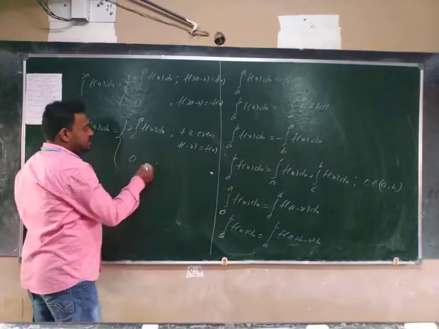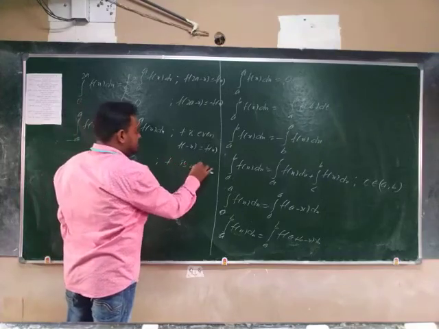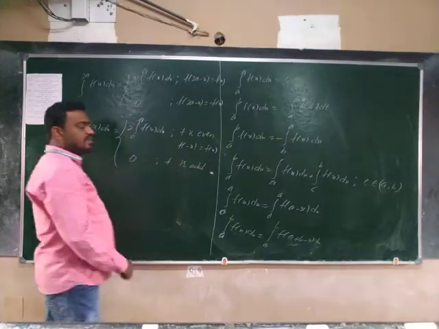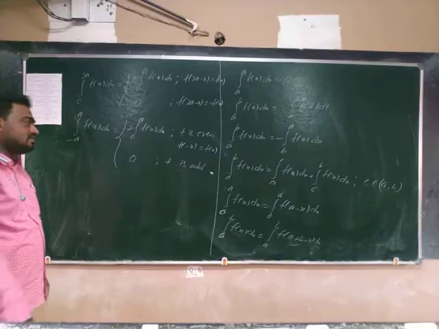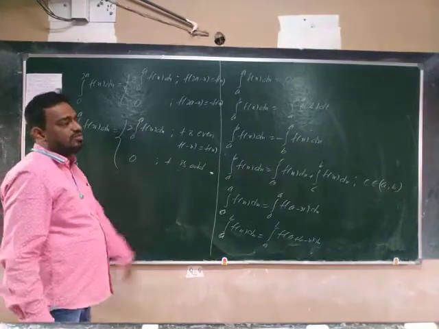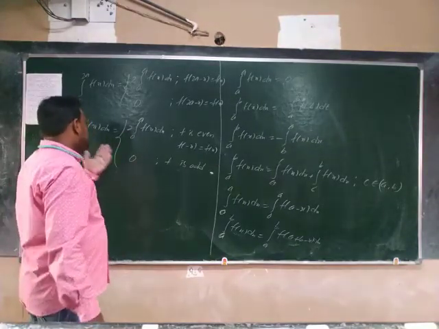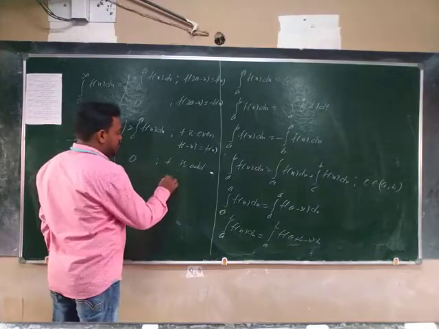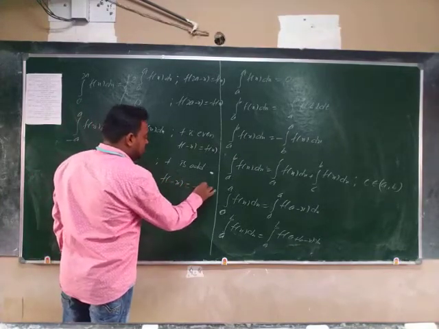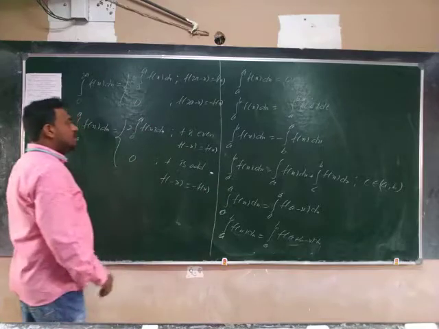Next, it is 0 when f is an odd function. What is an odd function? For example, sin x, cosecant x, tan x, x cube. These are all odd functions. How do we find it? If f of minus x is equal to minus f of x, then f is called an odd function.